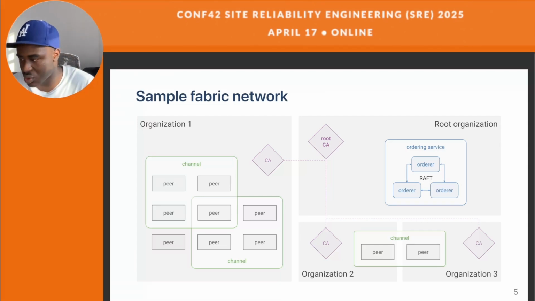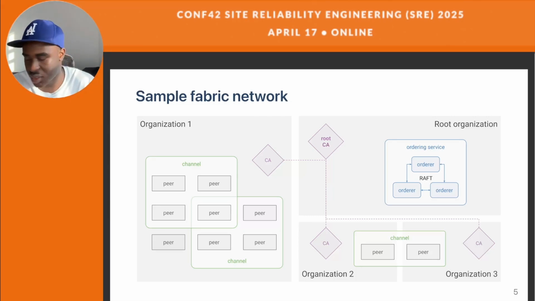As this talk goes on, I think a lot of things will make sense here. If you notice, each of these organizations is running a CA to manage identity. The big picture here is that each org has multiple peers. These peers talk to the ordering nodes to get blocks. The way each of these components talk is through the gossip protocol. We rely on the gossip protocol for peers to share ledger data among themselves.